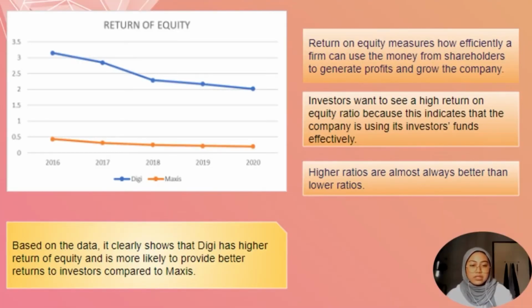Return on equity measures how efficiently a firm can use the money from shareholders to generate profits and grow the company. Investors want to see a high return on equity ratio because this indicates that the company is using its investors' funds effectively. Higher ratios are almost always better than lower ratios. Return on equity for DG is decreasing from 2016 to 2020, while return on equity for Macy's is also decreasing from 2016 to 2020. But based on the data, it clearly shows that DG has a higher return on equity and is more likely to provide better returns to investors compared to Macy's.